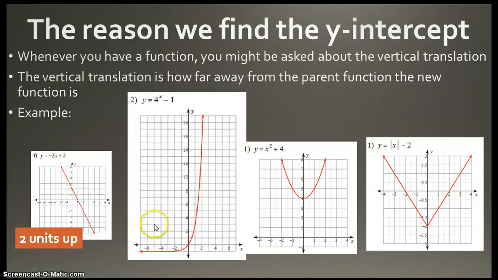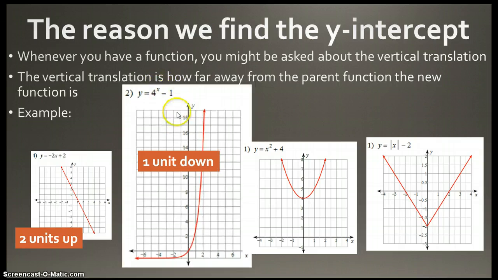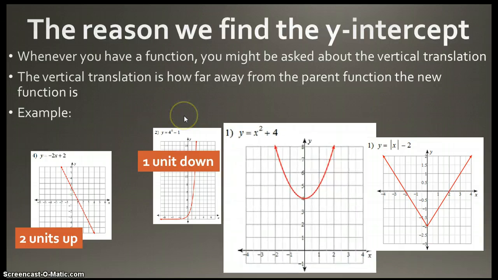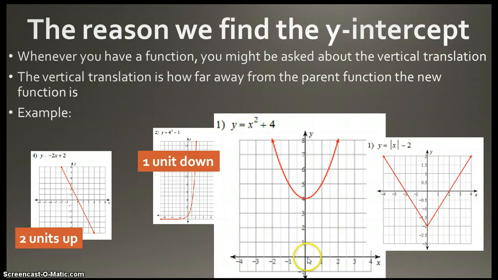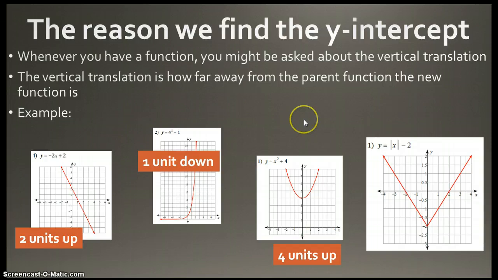For the exponential, our parent function has a y-intercept of 1. So if we start at 1, we're going down 1 to get to our new function. So we're going to go down 1 unit for the vertical translation. Again, in the equation it says minus 1, which means you're going down 1. For the quadratic, it was 0. So we're going to start at 0. To get to our new function, we're going up 4. So our vertical translation is 4 units up. Or we can look in our equation and it says plus 4, which means we're going up 4 units.